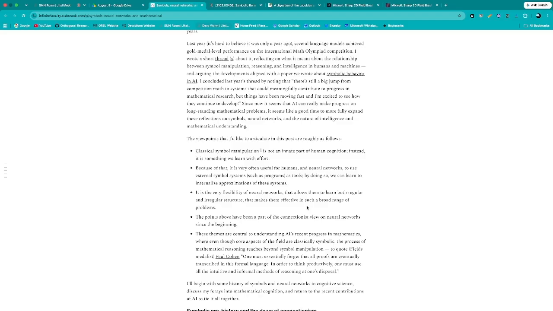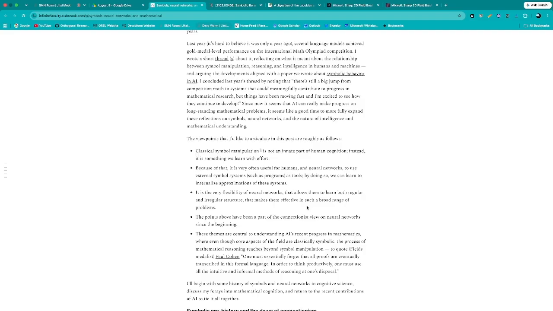The first is thinking about classic symbol manipulation, and that classic symbol manipulation is not an innate part of human cognition. Instead, it is something we learn with effort. Because of that, it is very often useful for humans and neural networks by extension to use external symbol systems, such as programs, as tools. And by doing so, we can learn to internalize approximations of these systems.